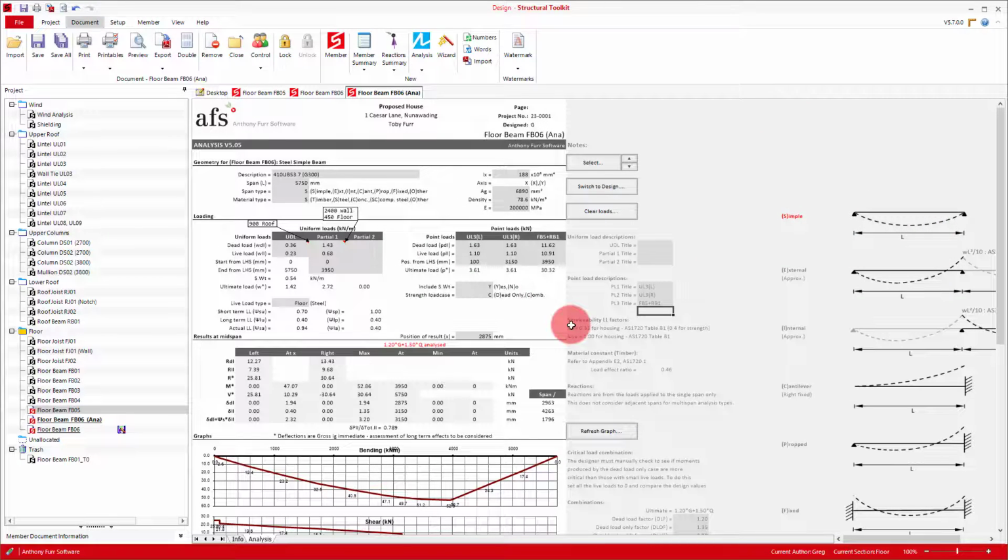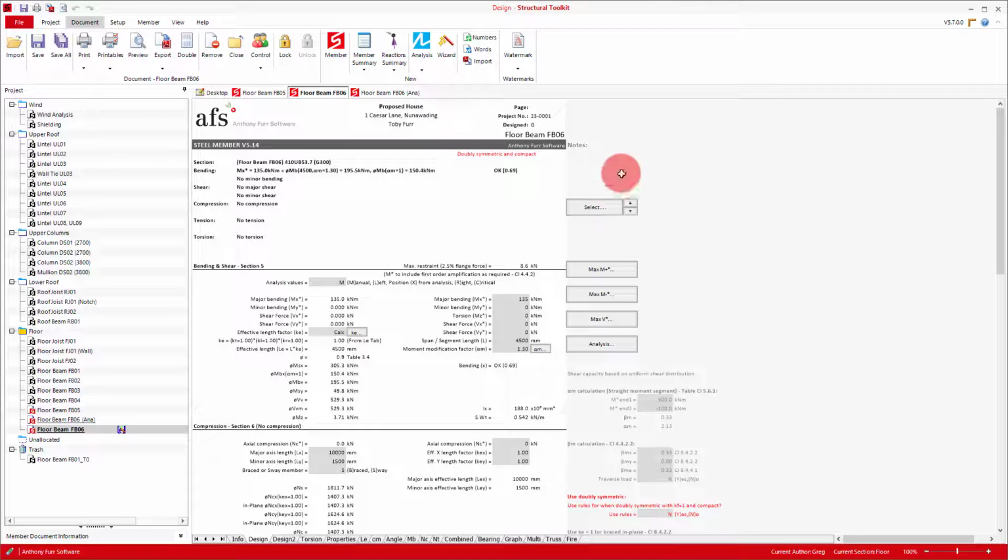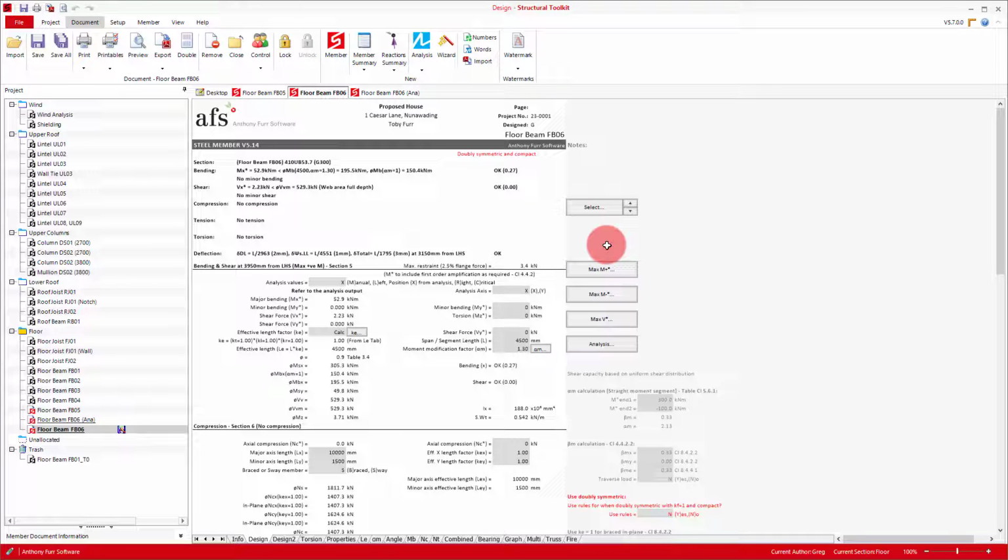Next, we can switch back to our design document and bring in these forces. We'll start with our max M star positive. Before looking at our section size, we'll need to work out what our segment length and Ep.4 will be. To keep things simple, we'll set our segment length as the maximum distance between our point loads, which is about 3050.